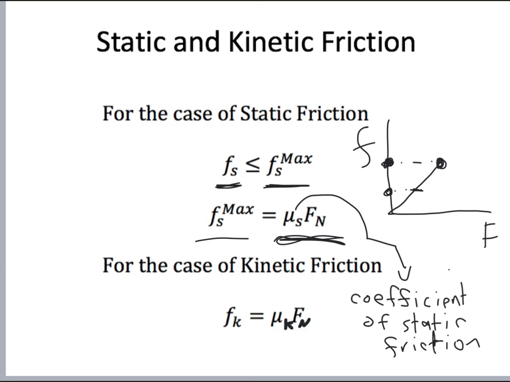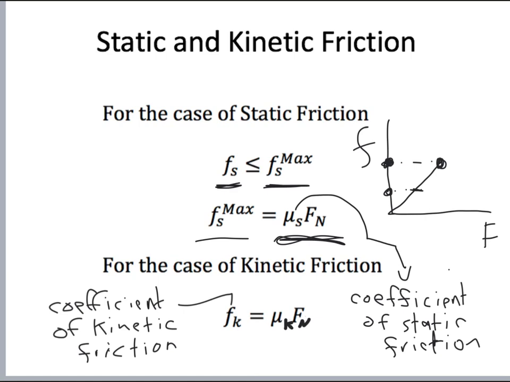We can look at the force of kinetic friction, and I just saw an error in my little equation here that I corrected. So we have the force of kinetic friction is equal to mu sub k times the normal force. And that mu sub k is the coefficient of kinetic friction, which is this mu sub k right here. So here we have the force of kinetic friction equals the coefficient of kinetic friction times the normal force.